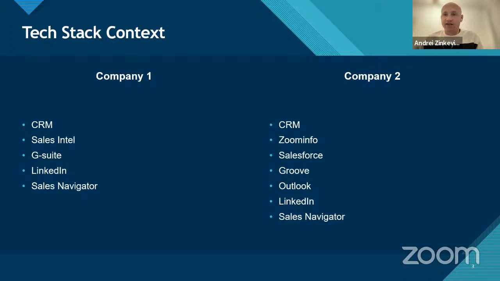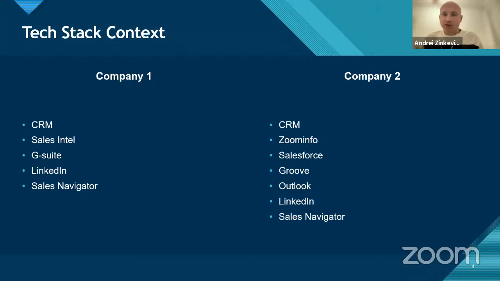Again, this is aligned with the philosophy of the pilot campaign, right? So I told you we need to have a lean team, and at the same time we need to have a lean stack, and ideally rely upon what you already have in your stack, right?